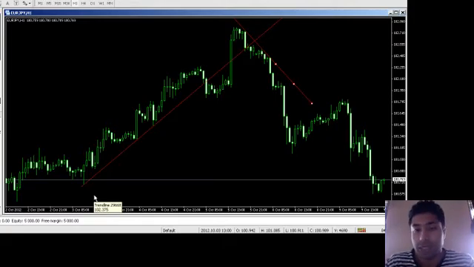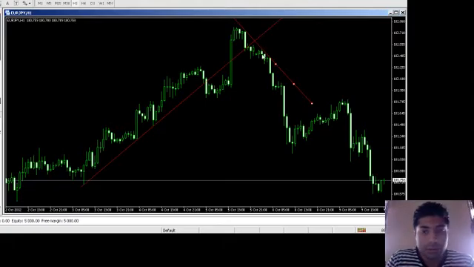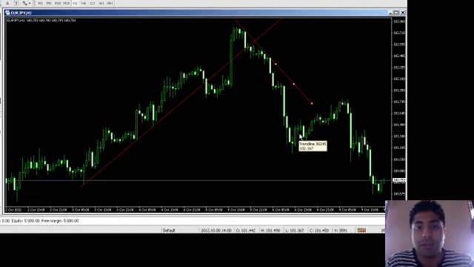And one thing you've also got to remember is that the steeper the line, the worse it is. So if I were to build a line right here for this pair, you'll notice that it's extremely steep. And the more steep it is, the less reliable the indicator itself is.